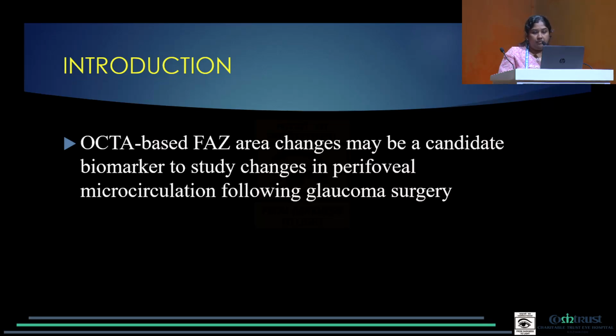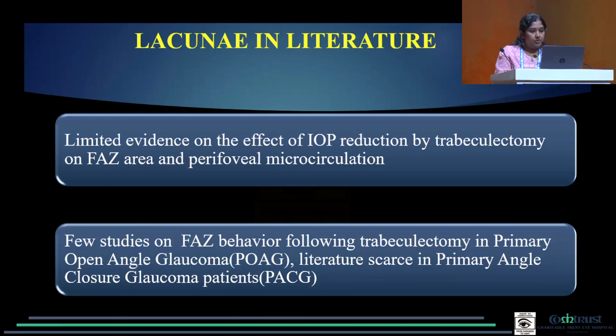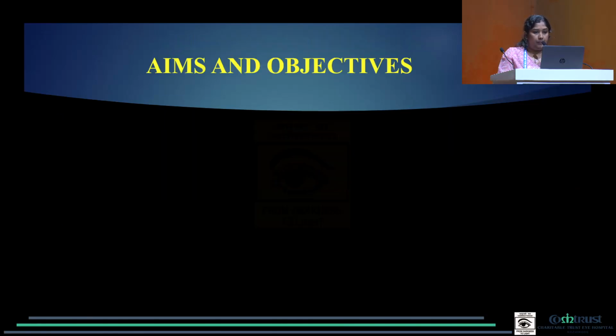An enlargement of FAZ area is indicative of retinal ischemia, and a decrease in FAZ area is indicative of improved retinal perfusion. There is only limited evidence on the effect of intraocular pressure reduction by trabeculectomy on FAZ area and foveal microcirculation, especially in case of primary angle closure glaucoma patients.